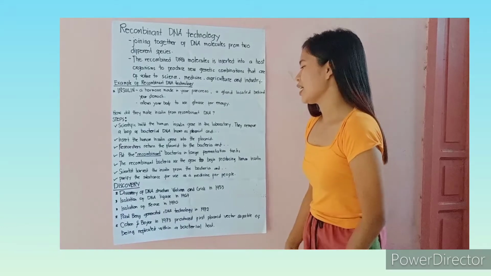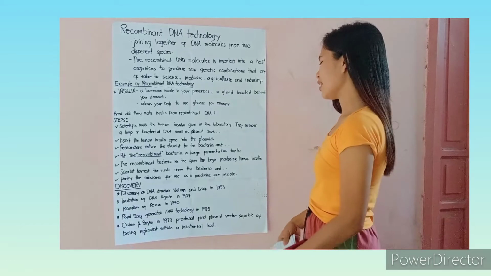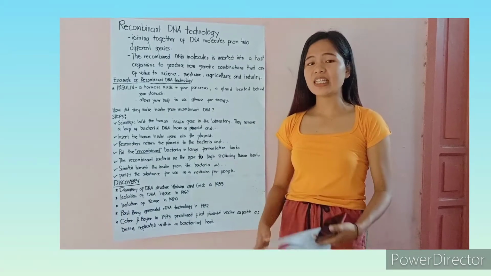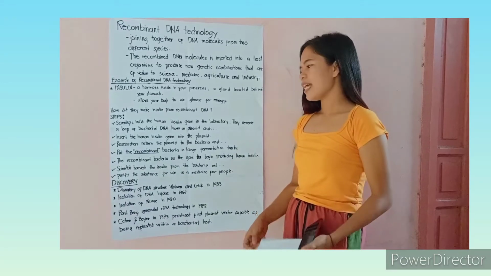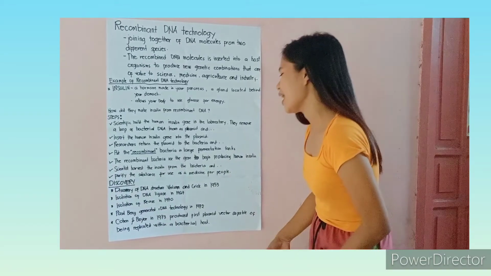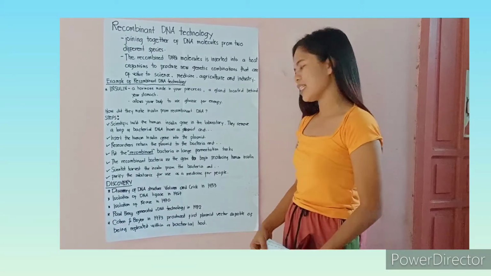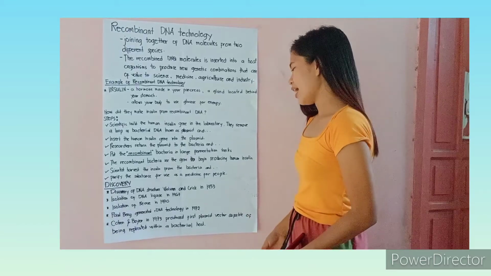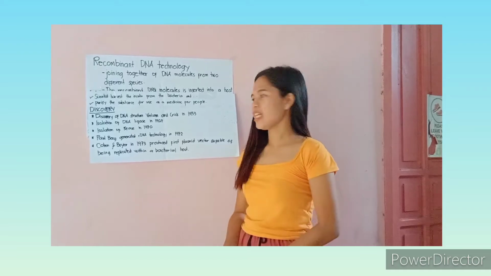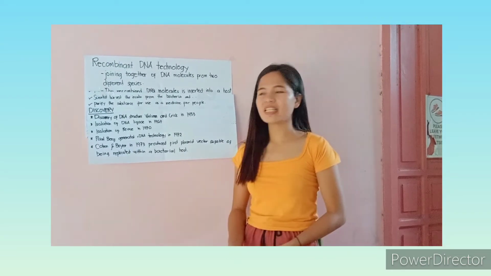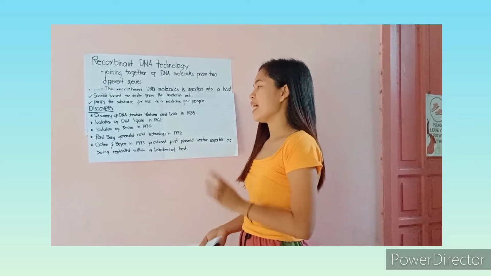Discovery of DNA structure by Watson and Crick in 1953. So in 1953, they discovered the DNA structure. Then isolation of DNA ligase in 1967. Then isolation of restriction enzyme in 1970. And then Paul Berg generated recombinant DNA technology in 1972. So during that time, Paul Berg discovered the recombinant DNA technology.